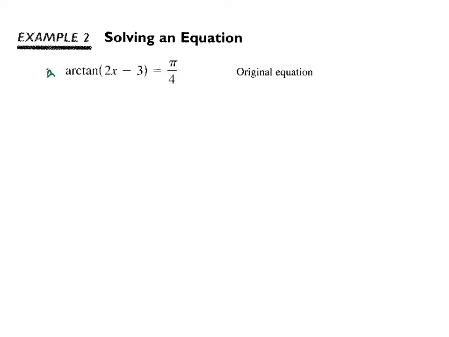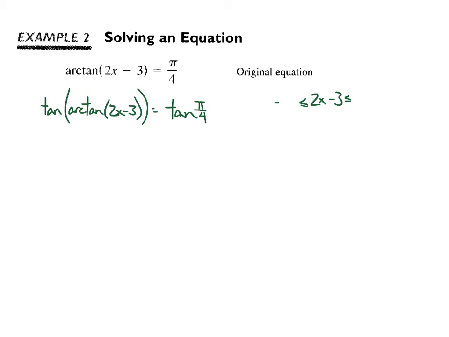Let me write this on a new line. Okay? So the tangent of the arc tangent of 2x minus 3 is going to equal the tangent of pi over 4. Okay? Now here we are assuming that 2x minus 3 is between what and what? Yeah, we're assuming it's between negative pi over 2 and pi over 2. Okay?